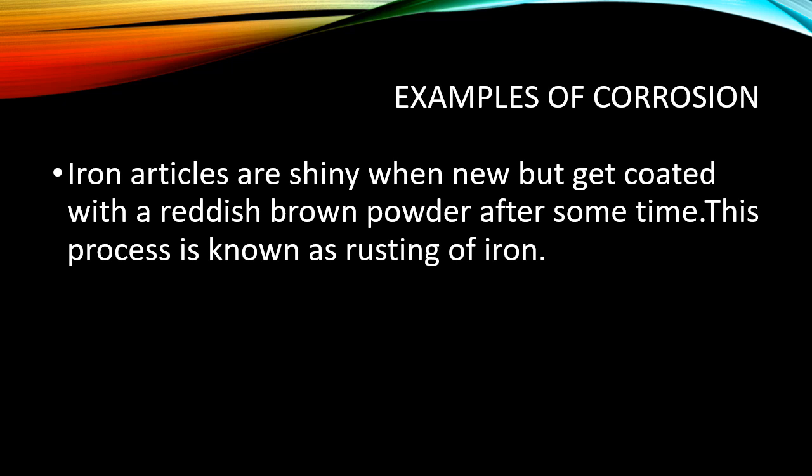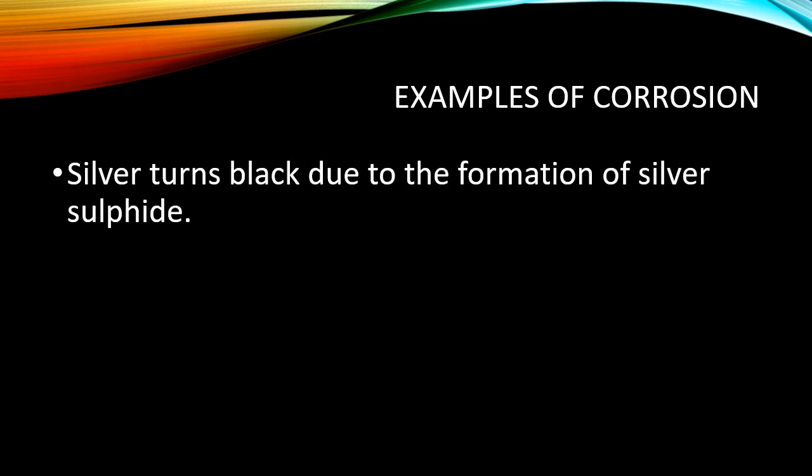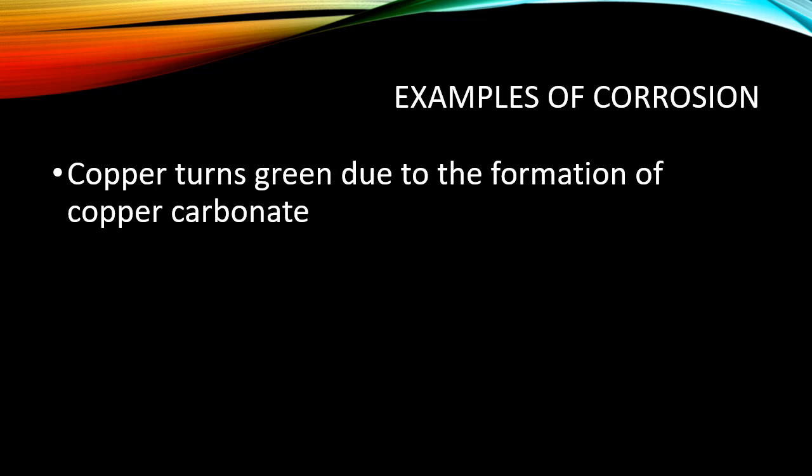Examples of corrosion. Iron articles are shiny when new but get coated with a reddish brown powder after some time. This process is known as rusting of iron. Silver turns black due to the formation of silver sulfide. Copper turns green due to the formation of copper carbonate.